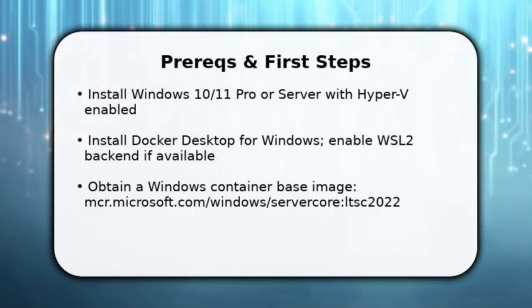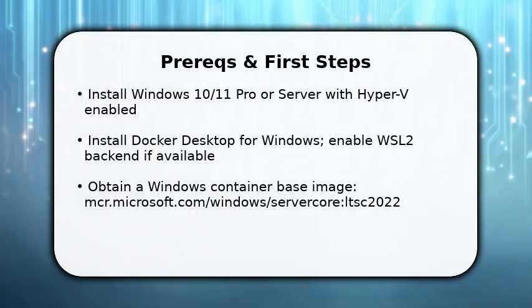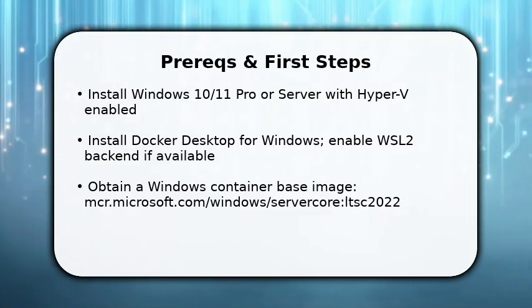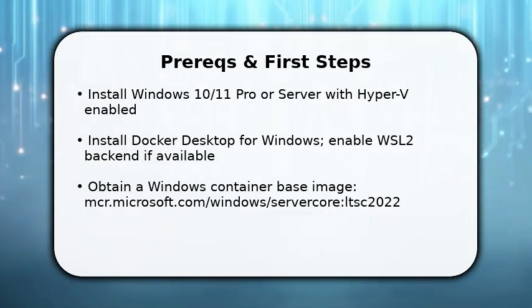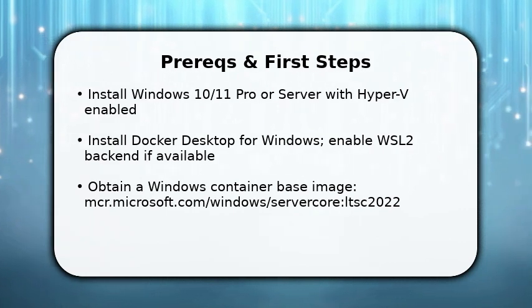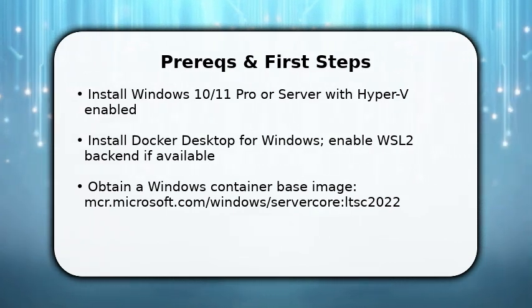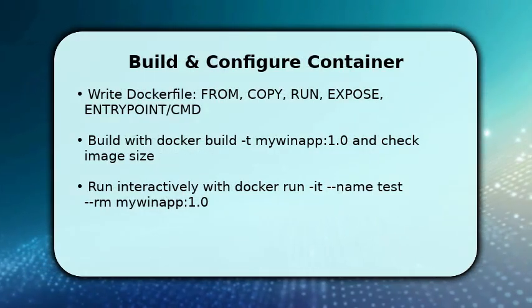Make sure the container host OS build matches the image major build. This avoids kernel incompatibilities. After pulling the image, create a Dockerfile with a base FROM line and any initial configuration commands. You now build and configure the Windows container.